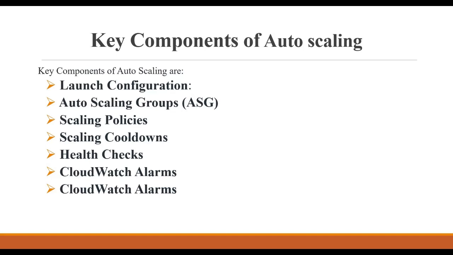The next one is lifecycle hooks. This allows you to perform specific tasks before instances are launched or terminated during the scaling process. For instance, you can prepare instances before they go live or clean up before the shutdown. So these are the key components of auto scaling.